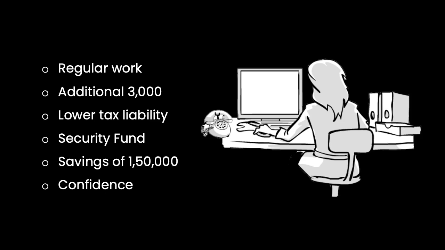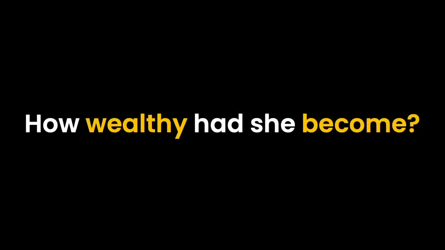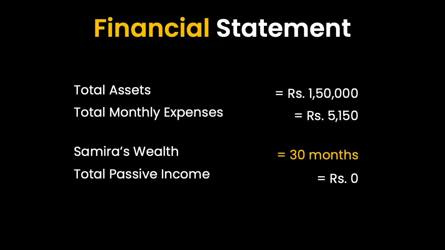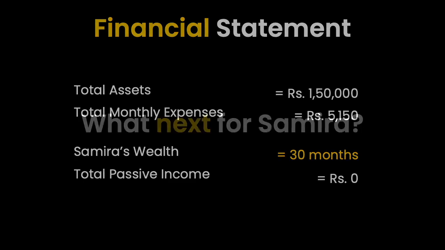So how wealthy had Samira become? Samira now has total assets of about 1,50,000. She had total expenses of 5,150. So Samira was almost 30 months wealthy. That means she could quit her job and stop working part-time, and she could survive for almost 30 months. So what's next for Samira?